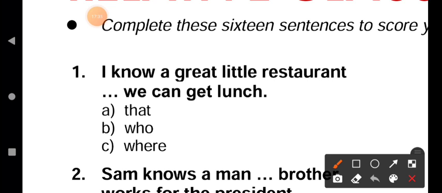I know a great little restaurant. It is not a restaurant.